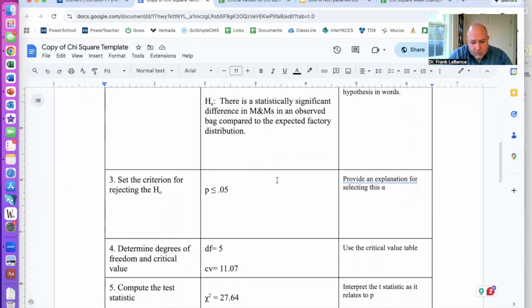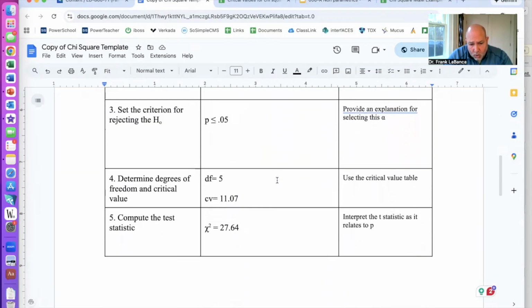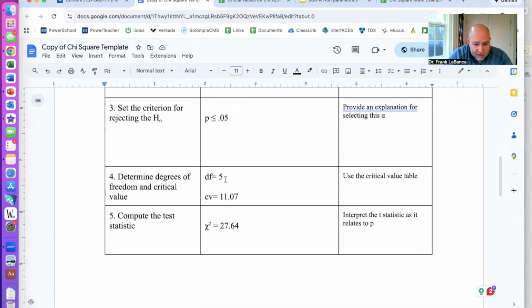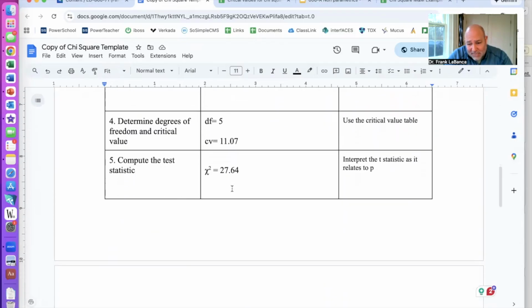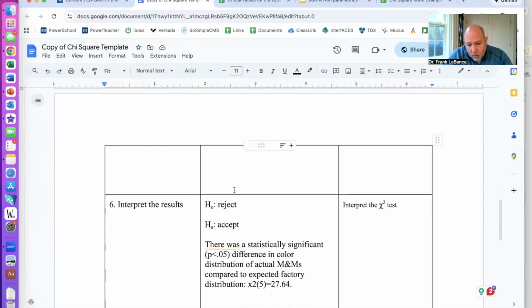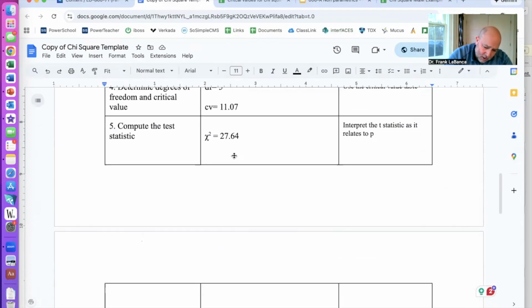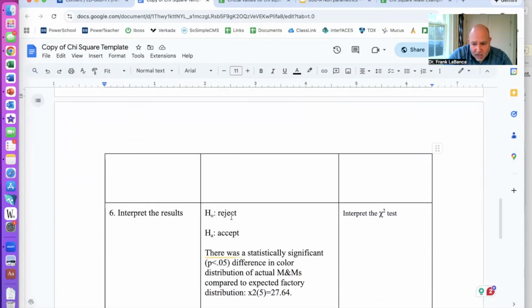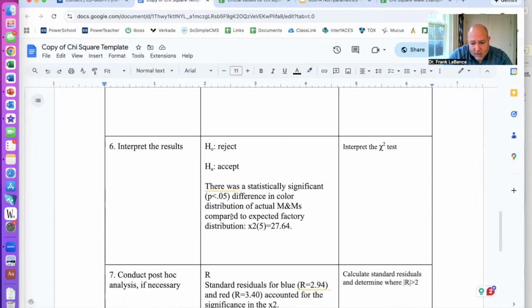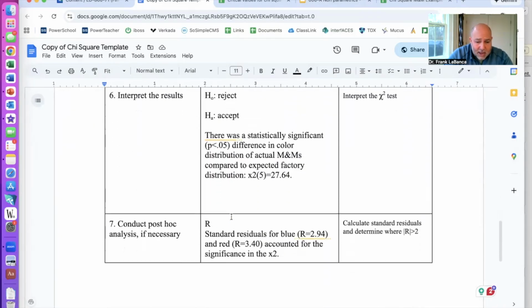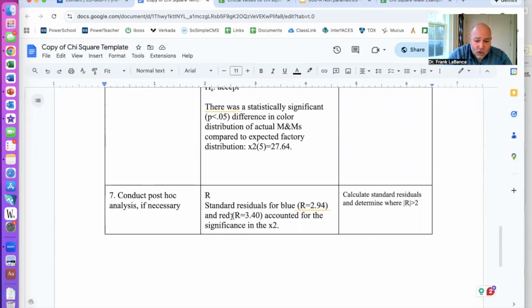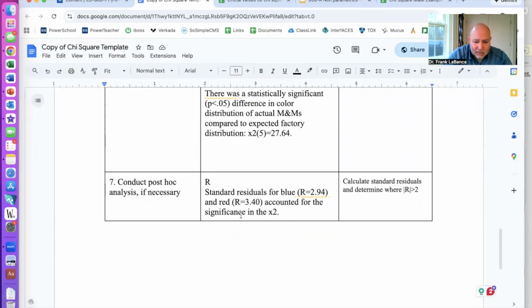We set our p-value at 0.05. We determine degrees of freedom and the critical value. We did that by looking that up in the table. We compute the test statistic. I did that on the spreadsheet. Because the test statistic is greater than the critical value, we reject the null and accept the alternative that there was a statistically significant difference. Then we conduct post hoc analysis to determine where it is actually located, and we see that it is blue and red.